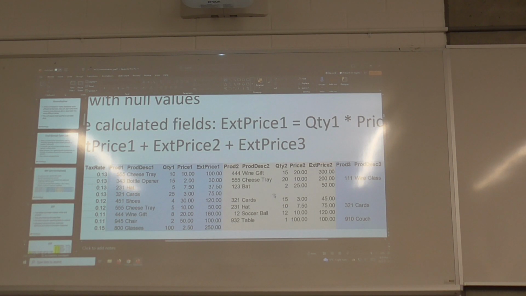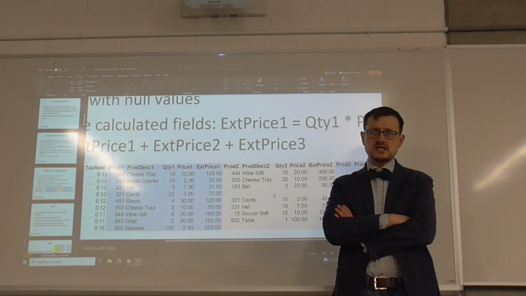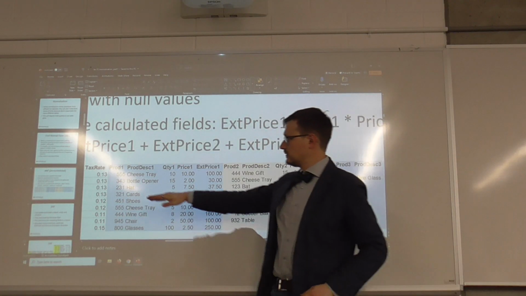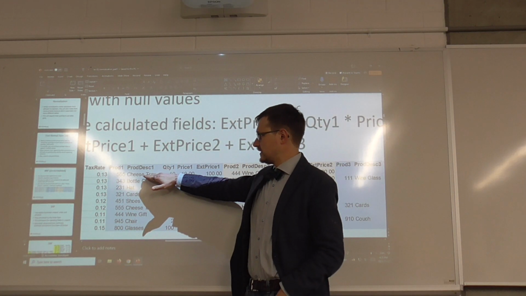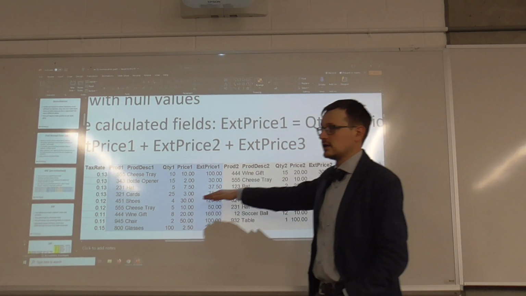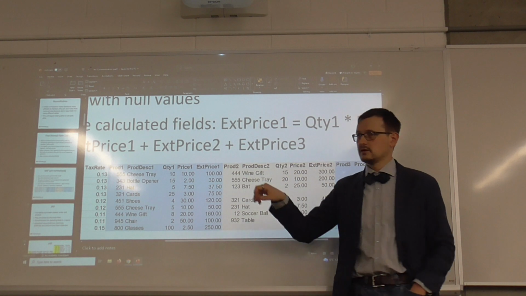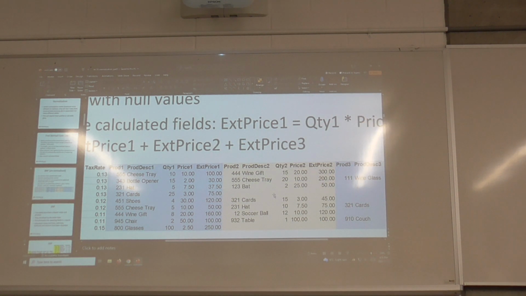All the colored columns are basically duplicates. Well, they're not containing duplicate information, right? They're basically the same category of thing. They are the same category of thing. So, in the first order, we are ordering the cheese tray and the wine gift as two things. In order 2, the bottle opener, the cheese tray, and the wine glass, right? So they are containing different data.